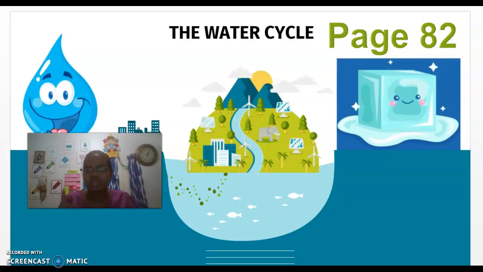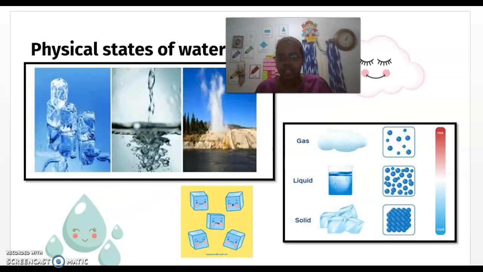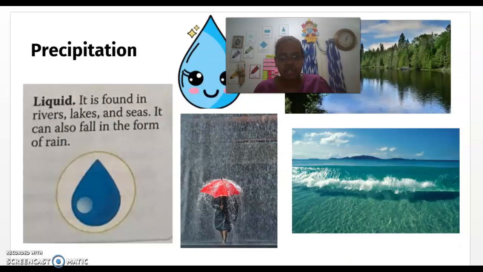So now that you know the 3 stages of the water cycle, we're going to learn also about the physical states of the water. The water has 3 physical states: gas, liquid, and solid. The first one is the liquid. The liquid is found in rivers, lakes and seas, and it also can fall from the rain.